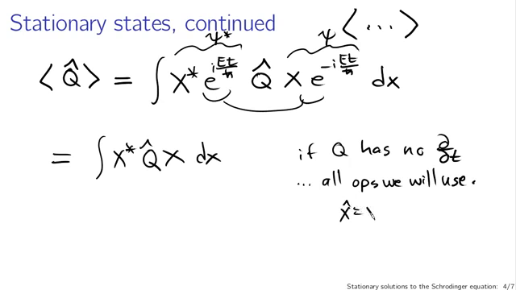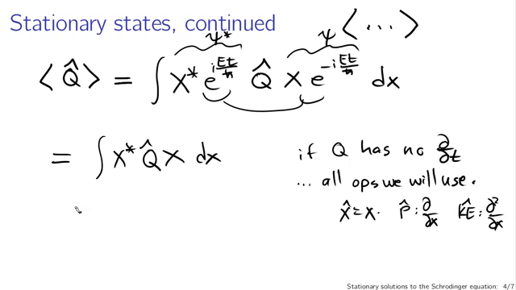Position, x hat, that's just multiplying by x. Momentum, that has to do with differentiation with x. And then kinetic energy, that again has second derivatives with respect to position. There's no time derivatives in any of these physical sorts of operators that we'll be talking about here.